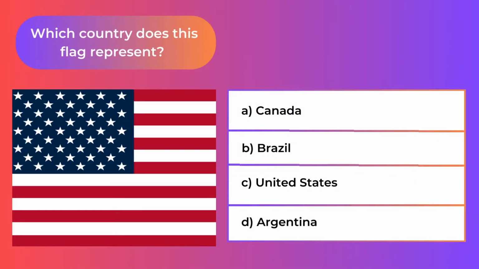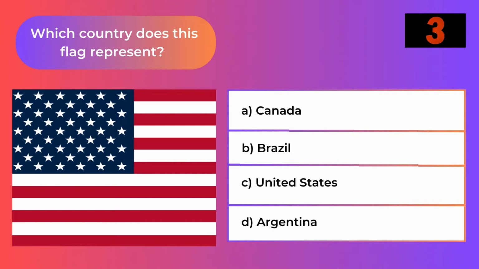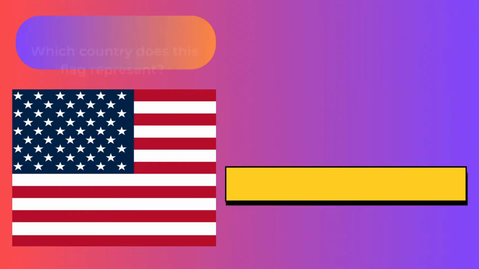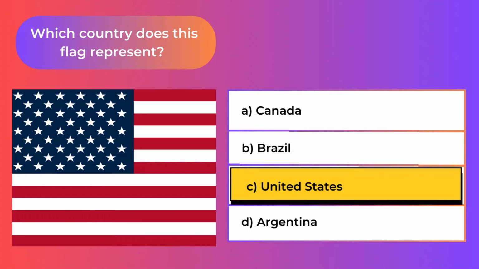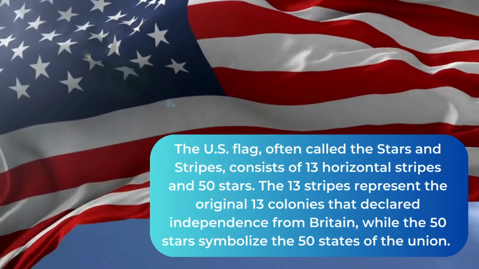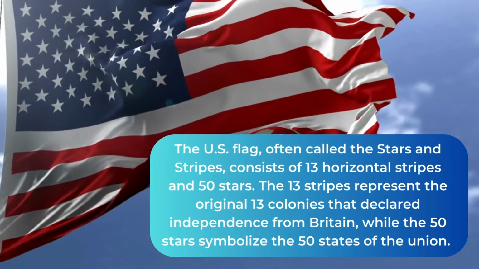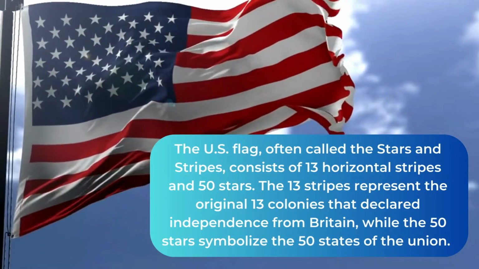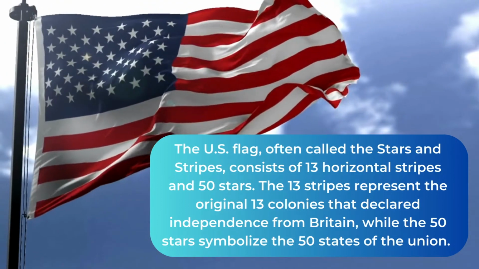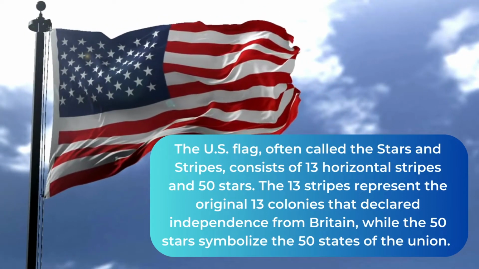Which country does this flag represent? The answer is C, United States. The U.S. flag, often called the Stars and Stripes, consists of 13 horizontal stripes and 50 stars. The 13 stripes represent the original 13 colonies that declared independence from Britain, while the 50 stars symbolize the 50 states of the Union.